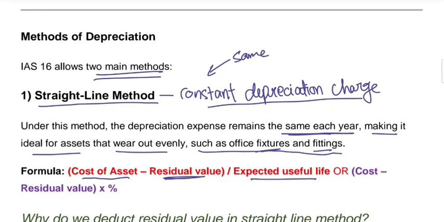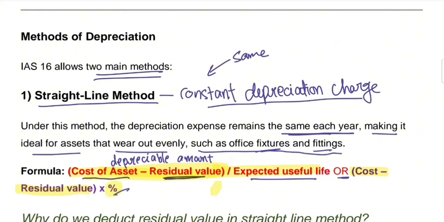We are dividing to spread the depreciable amount across its useful life. This cost of asset minus residual value is known as depreciable amount, because this is the amount that is going to be subject to depreciation. Or you could have one formula as this: cost of asset minus residual value divided by expected useful life. And you could even have the other one where you will have cost minus residual value multiplied by the percentage.